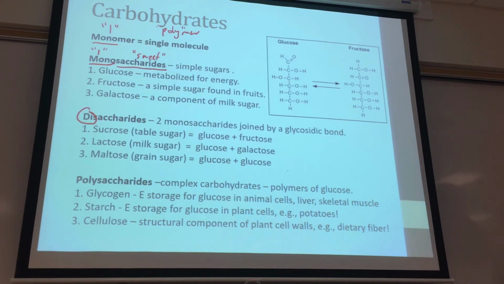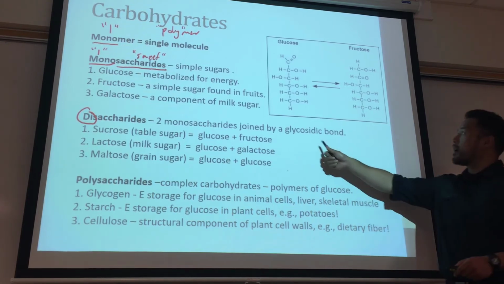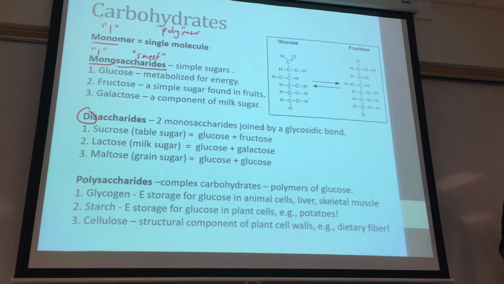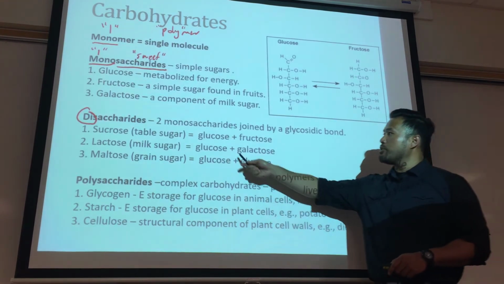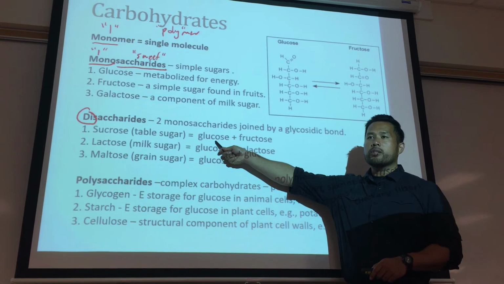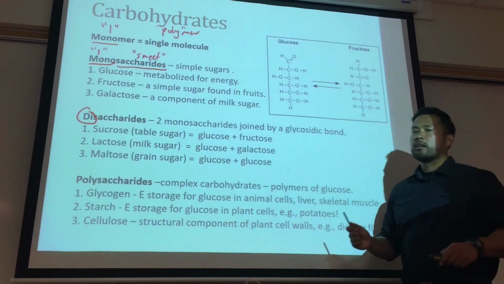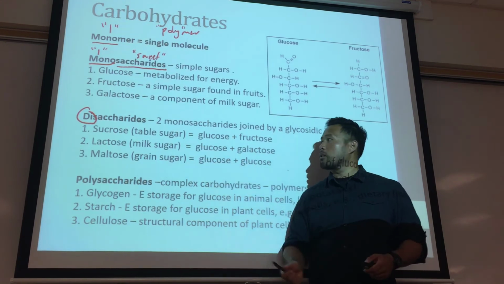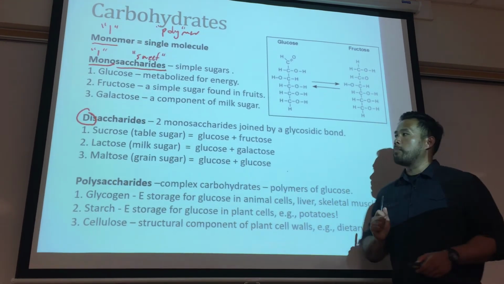You don't need to know the term for that. Glycosidic bond is just a bond that forms those 2 sugars together to create a disaccharide, of which we'll talk about 3. Number 1 is sucrose, which is a combination of glucose and fructose. That forms table sugar. Anytime you buy sugar, that's what it is, glucose and fructose combined together.